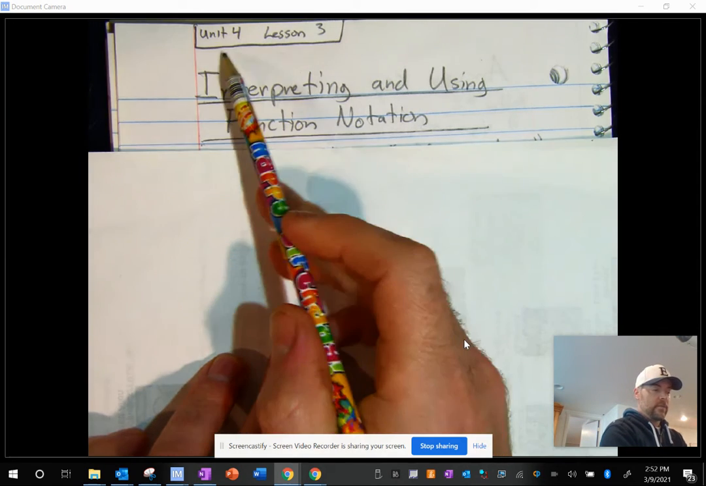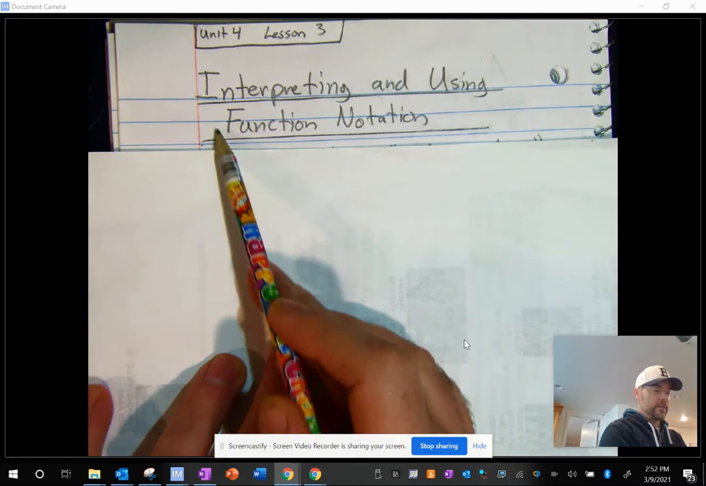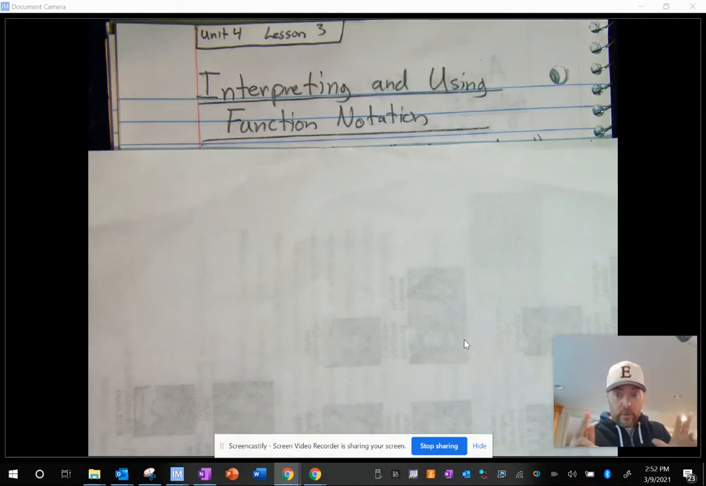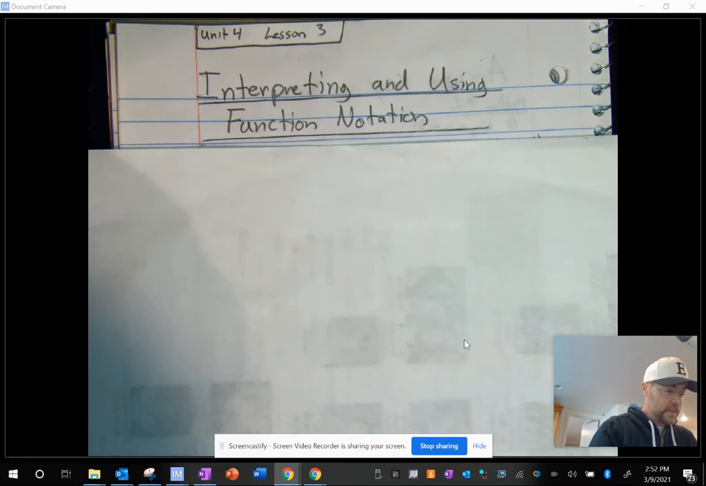We're going to be reviewing the last lesson that we did on either Monday or Tuesday this week. That was Unit 4, Lesson 3, and we were talking about interpreting and using function notation. So, quick review. What is function notation?